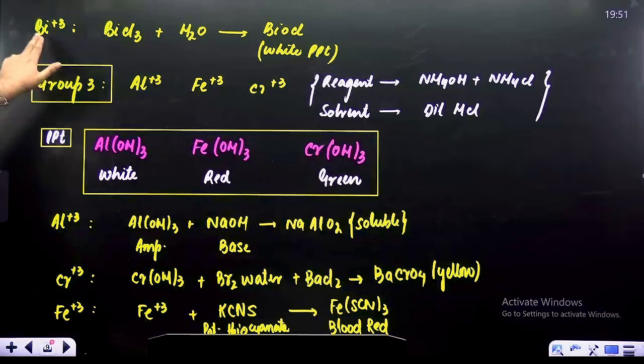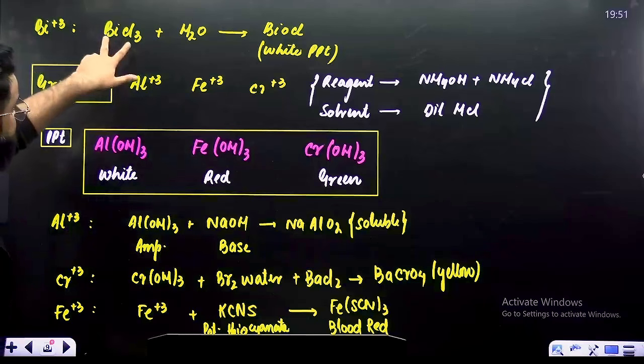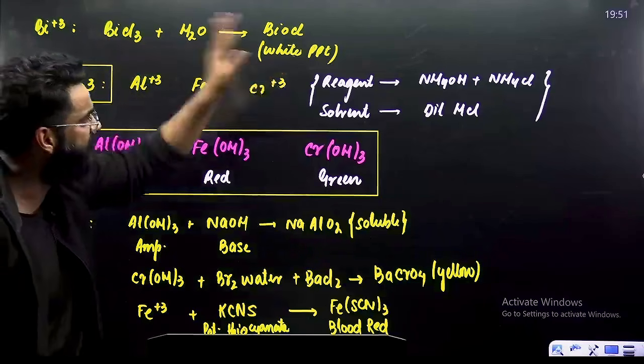Now, similarly, your bismuth 3+. This again belongs to your group 2 category only, right? This BiCl3 on treatment with water again gives you a white precipitate.